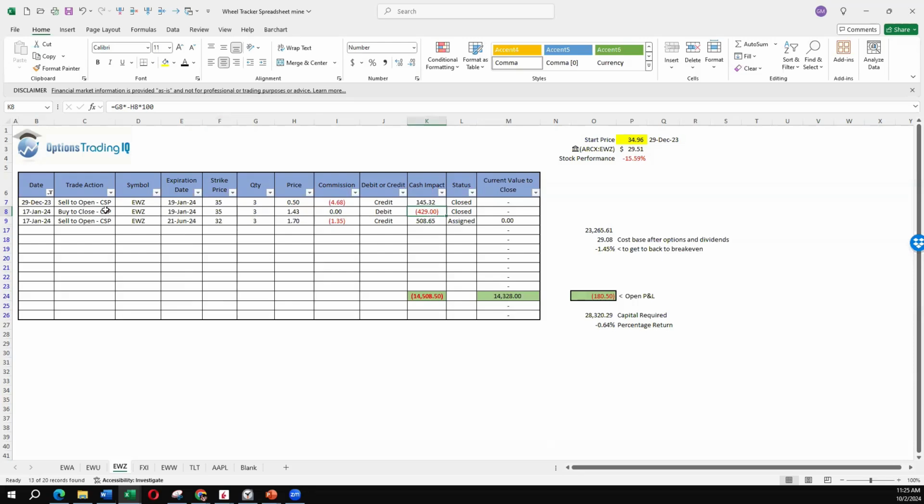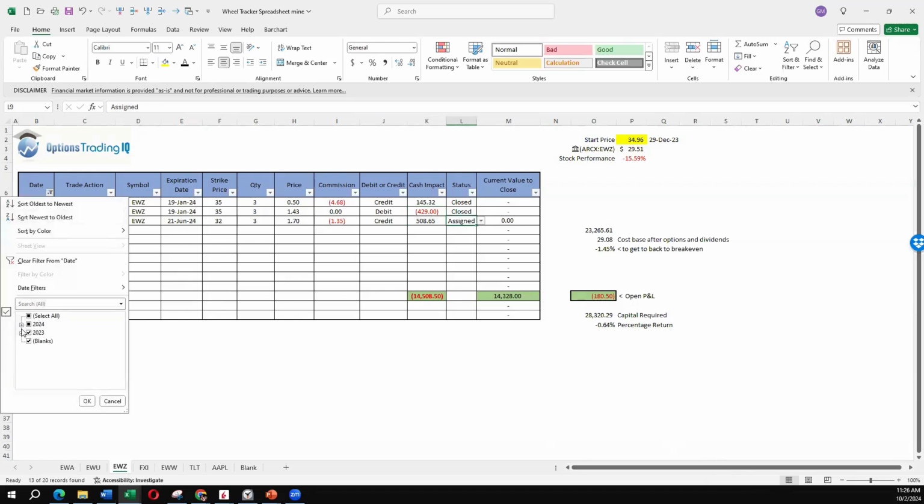So buying to close. And then I sold to open a new strike, rolled out to June, dropped the strike price to 32, and then received $508 for that. So that was the net proceeds for making that adjustment. Those ones eventually got assigned, as you'll see shortly.